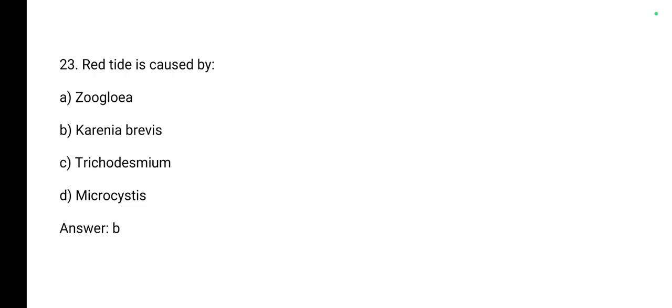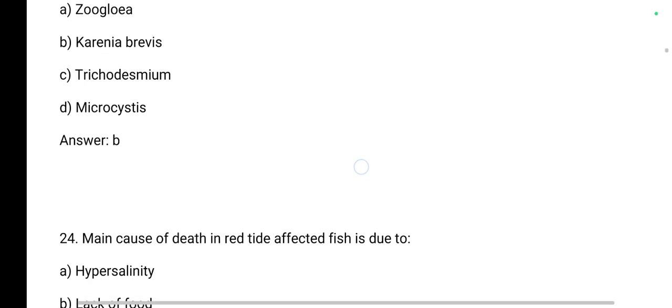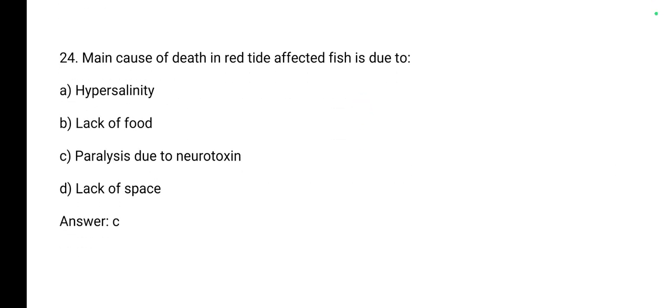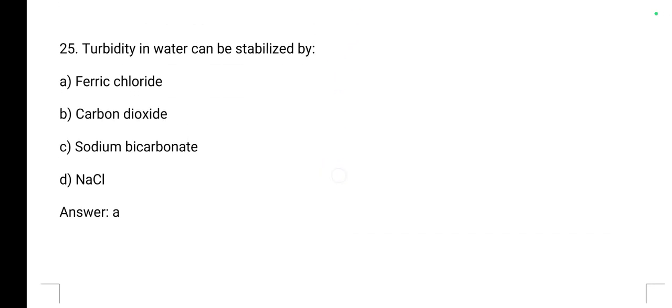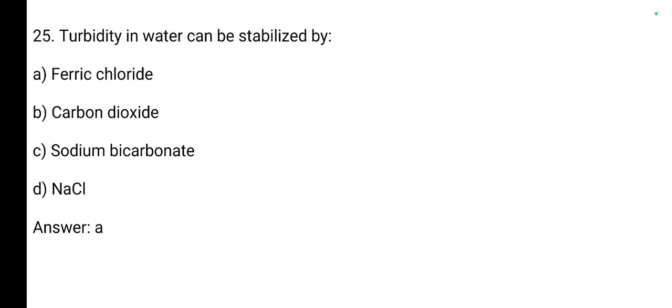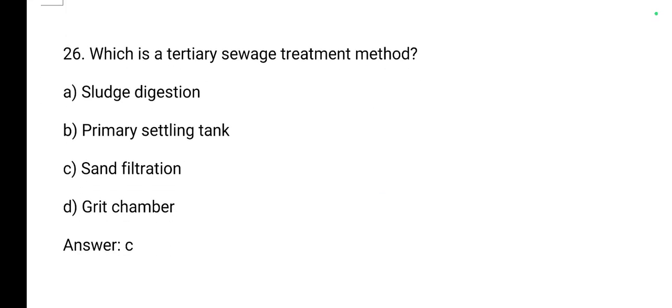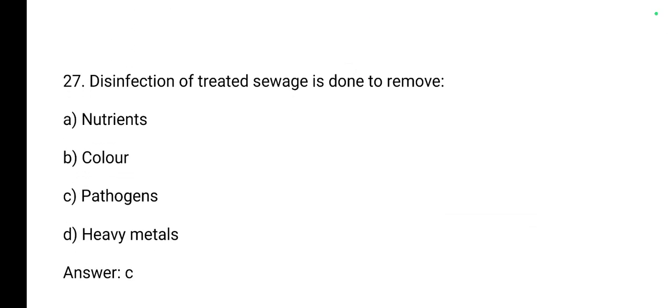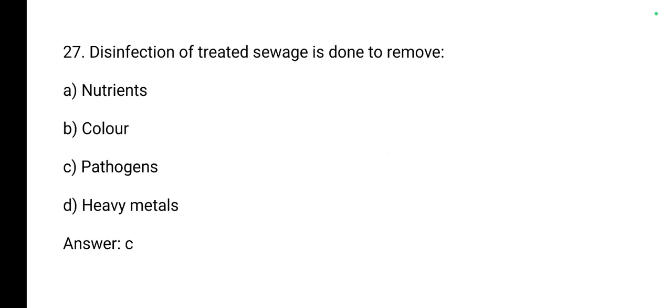Red tide is caused by, so the correct answer will be Karenia brevis. Main cause of death in red tide affected fish is due to, so it is due to paralysis due to neurotoxin. Turbidity in water can be stabilized by, so the correct answer will be it can be stabilized by ferric chloride. Which is a tertiary sewage treatment method? So the correct answer will be sand filtration. Disinfection of treated sewage is done to remove, so it is done to remove pathogens.